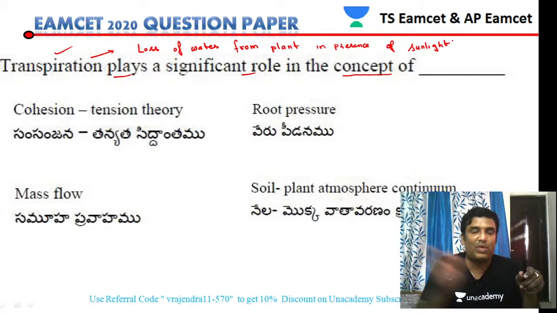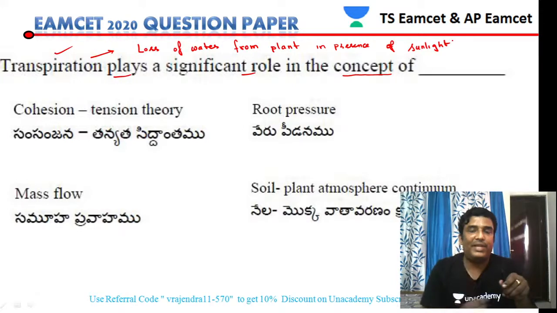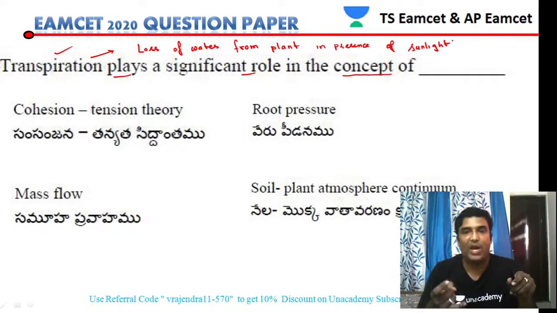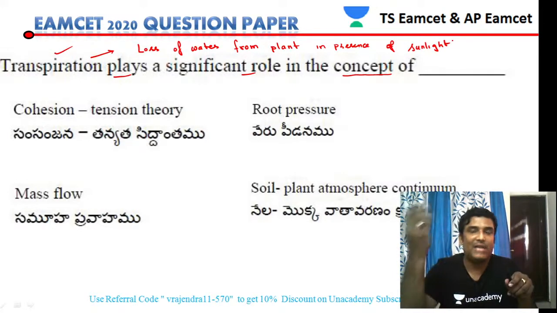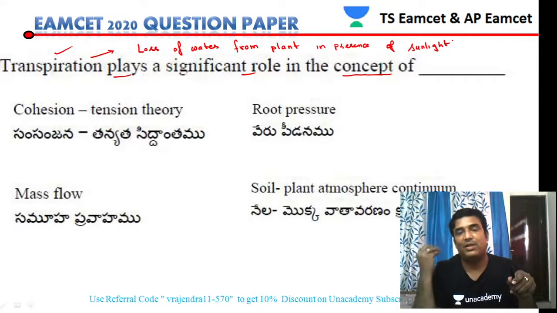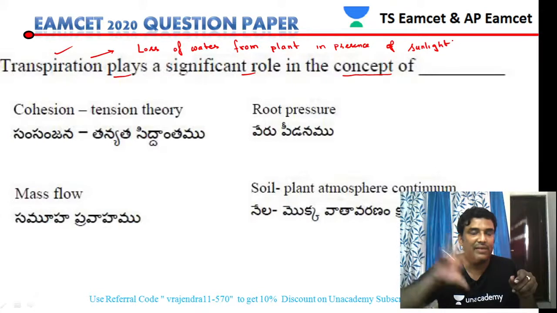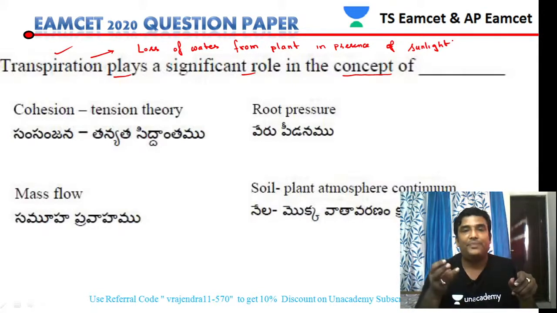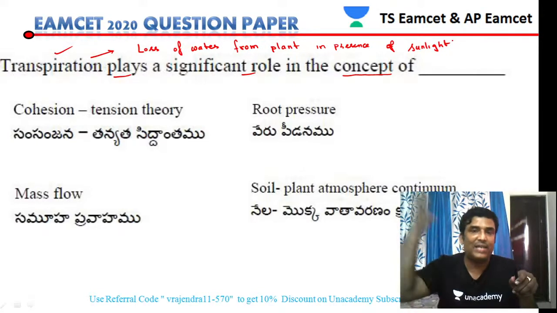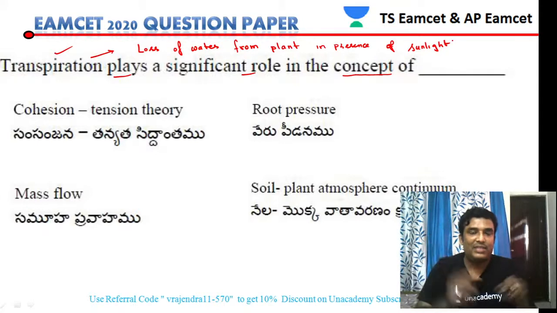Because of this, there is a significant role being played. There is an interaction between the soil, plant, and the atmosphere. Where sunlight is more present, there is more transpiration. So there is an association between soil, plant, and the atmosphere, especially the sunlight. That is the reason we have to take option 4 as our answer.